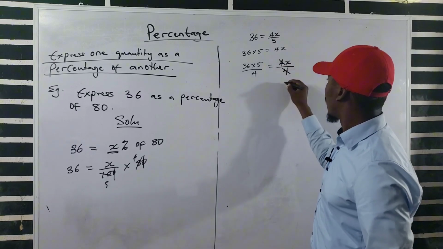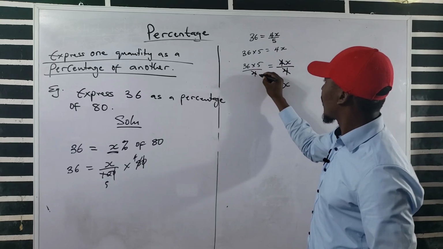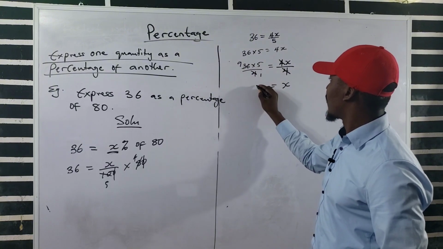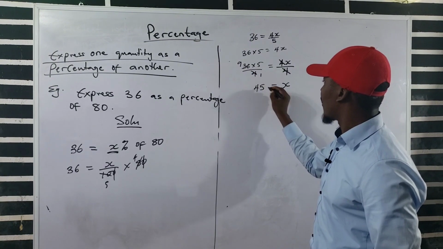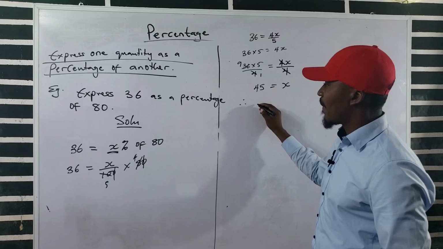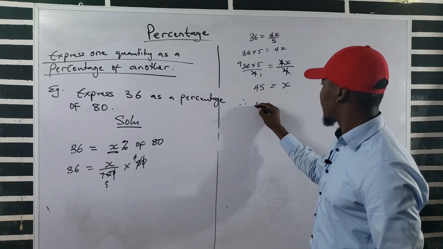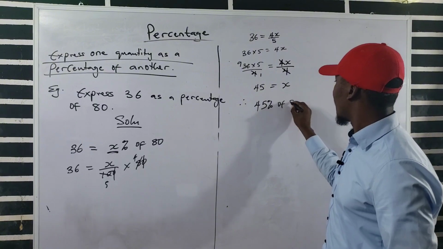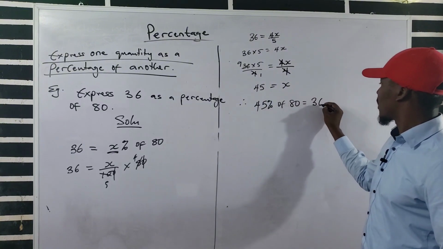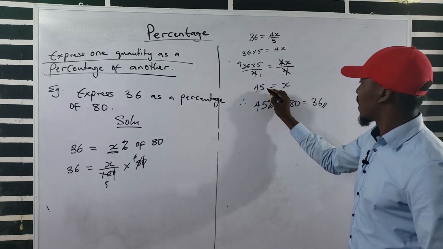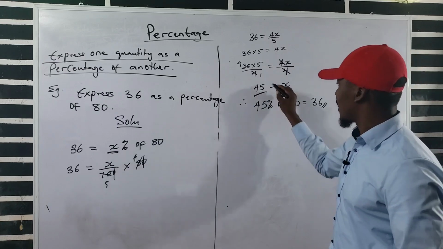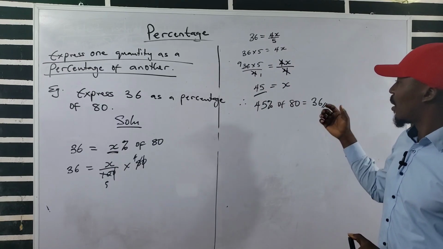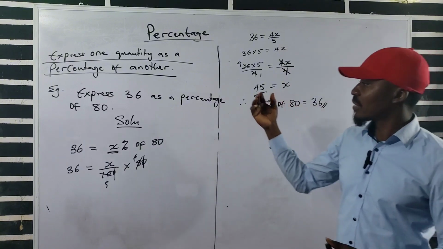4 will cancel out 4. I have x here. 4 here 1, 4 here 9. 9 times 5, that will give us 45. Therefore, 45% of 80 will give us what? 36. So our answer is 45%. Okay, so that's the percentage of 80 that will give us 36.